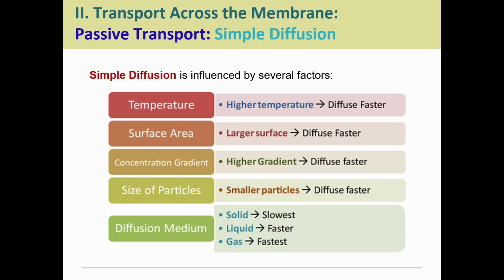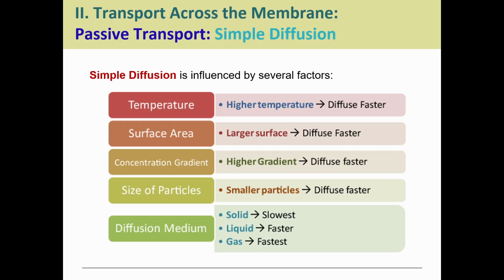Now, what are things that can influence diffusion and how fast diffusion happens? Temperature. The higher the temperature, the faster diffusion happens, because the movement of molecules is happening at a higher rate. Larger surface area, we can diffuse faster. And so this is another reason why we have a limitation on cell size, or we have special structures like microvilli to increase surface area if we need to move things across that membrane faster. Concentration gradient, the higher the gradient, the faster it diffuses. And then the size of particles, the smaller they are, the faster they can diffuse.